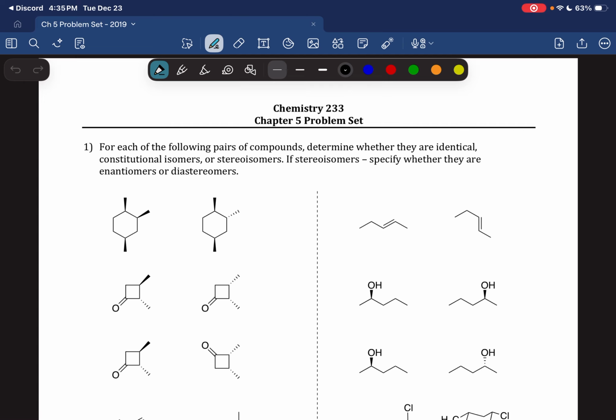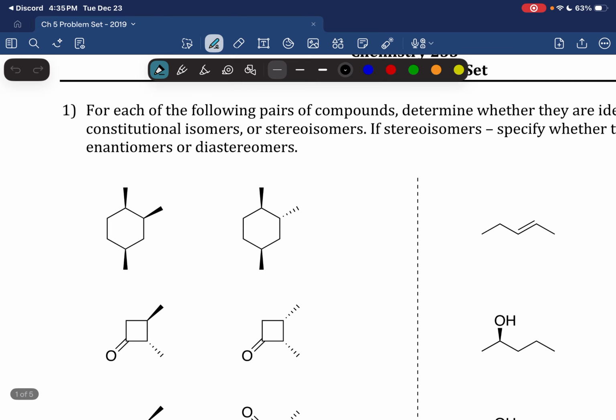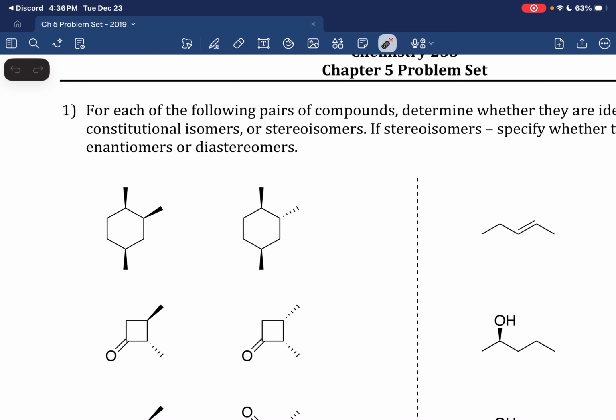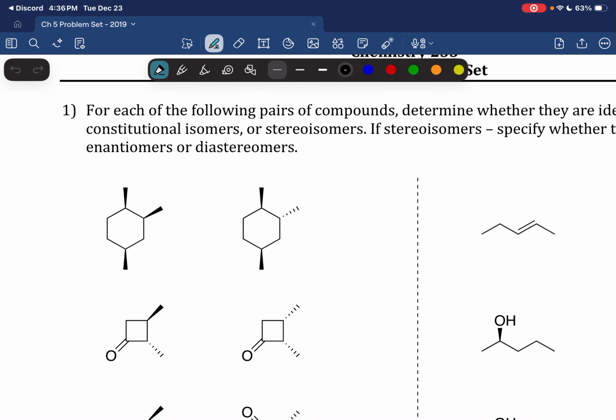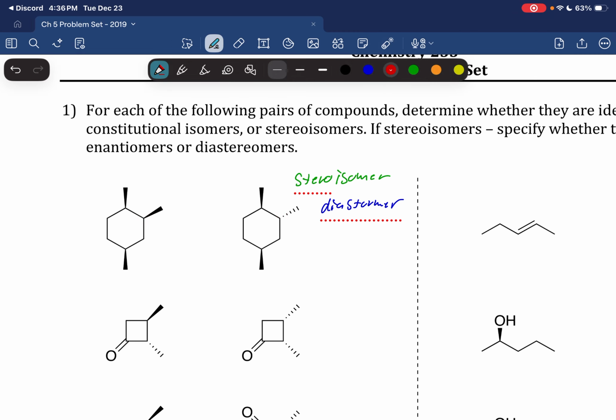So let's get started. What we can tell here is this molecule over here is stereoisomers, and I can tell that immediately because of wedges and dashes. Wait, let me write down stereoisomer. Immediately looking at this, I can say that this is a diastereomer, only because of the configuration between this and this molecule. But we can actually further test that with R and S configurations.